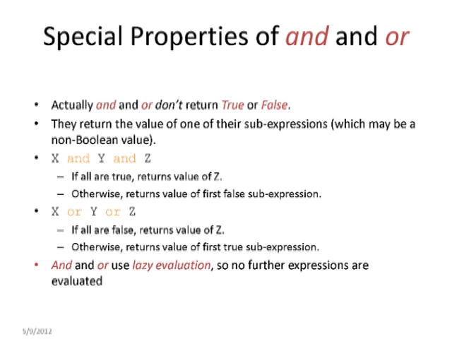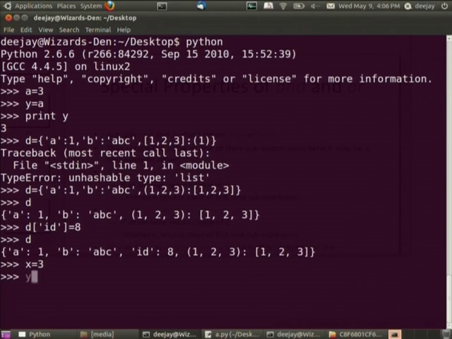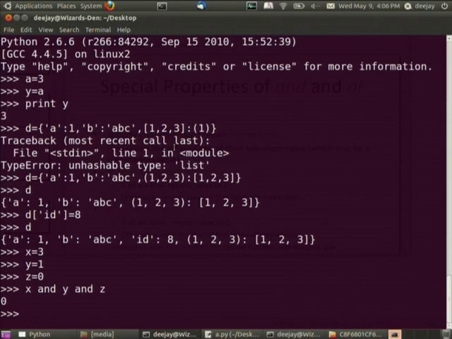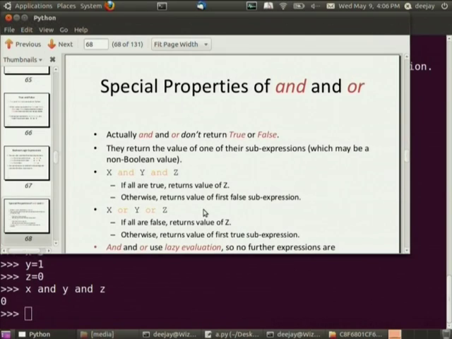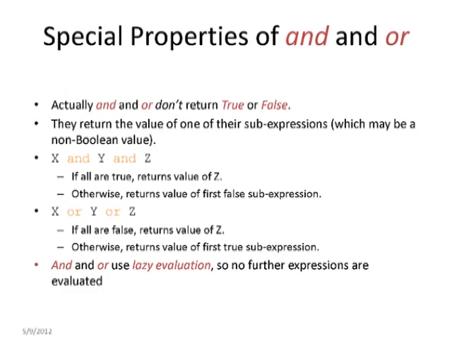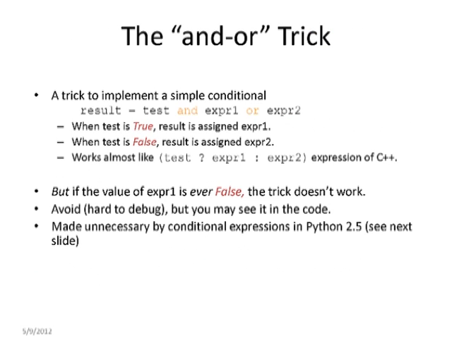Now, if a complex expression is there, x and y and z, then if all are true, it will of course return the value of z. Otherwise, it will return the value of the first false sub-expression. So it returned 0. How? Because the first false value is only z. But if it was y, then it would have returned the value of y. This means it uses lazy evaluation. The first value which is false, it will return that, and it won't evaluate further. The conditional expression which we saw in C is like using AND and OR together.